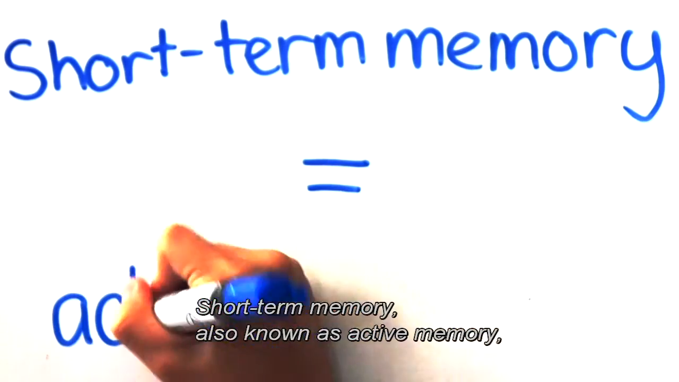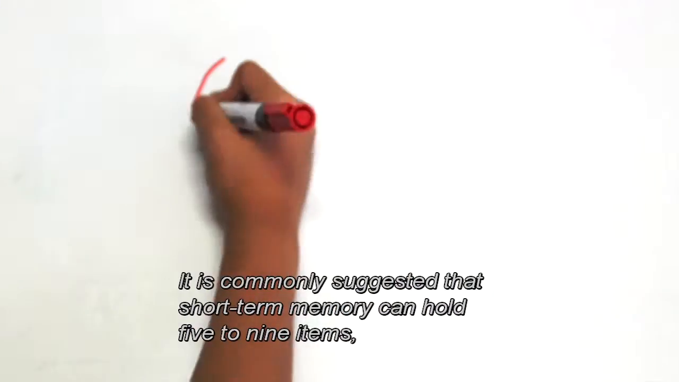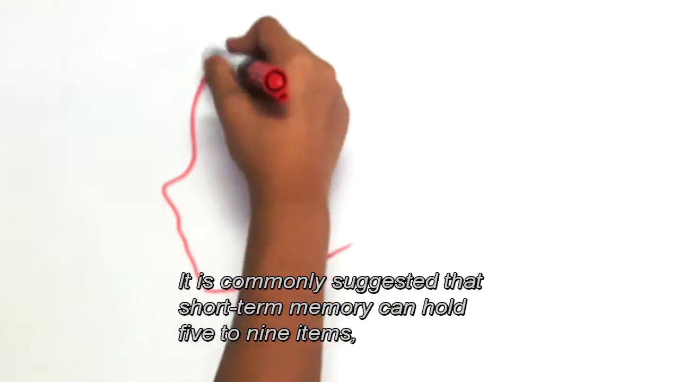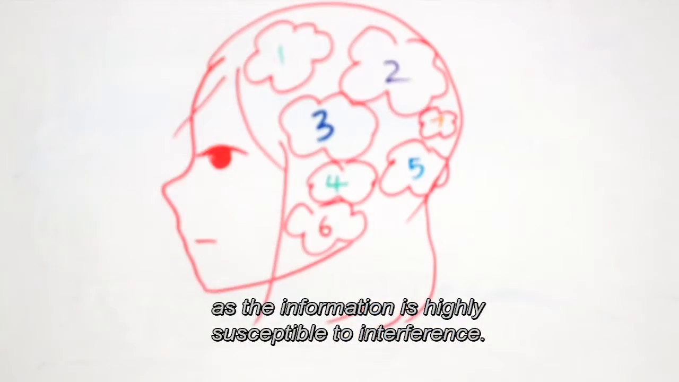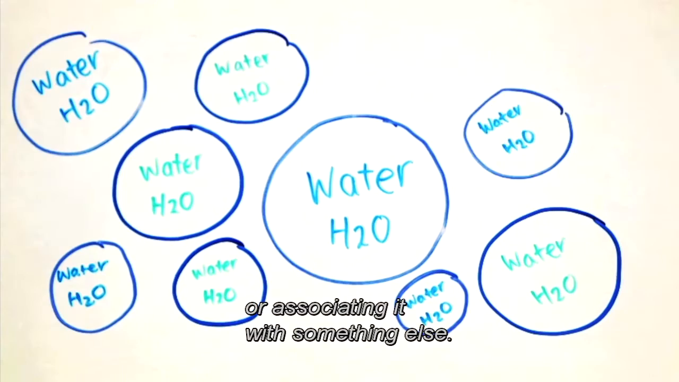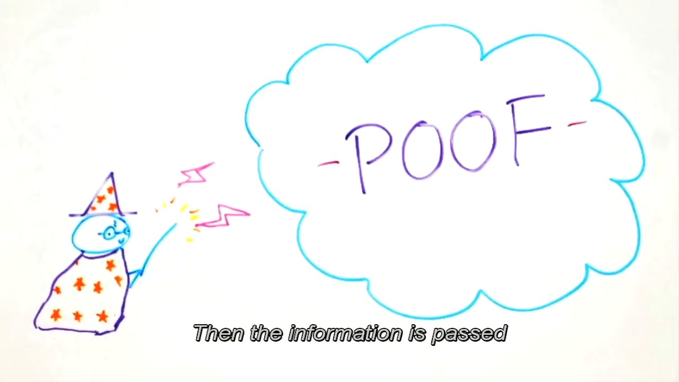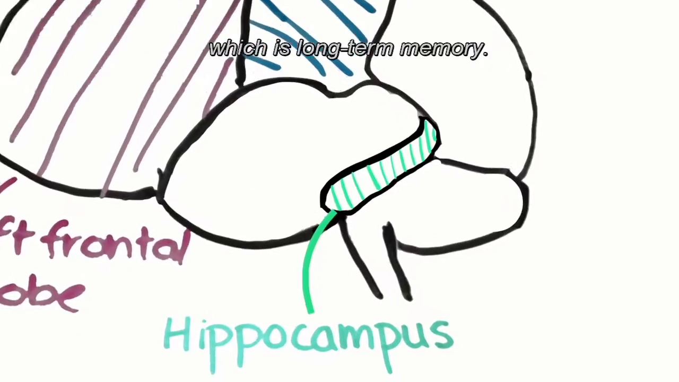Short-term memory, also known as active memory, is the information we are currently thinking about. It is commonly suggested that short-term memory can hold 5 to 9 items, as the information is highly susceptible to interference. The encoding process begins when we attend to the information, for example through mentally repeating it or associating it with something else. Then, the information is passed through the hippocampus onto the next stage, which is long-term memory.